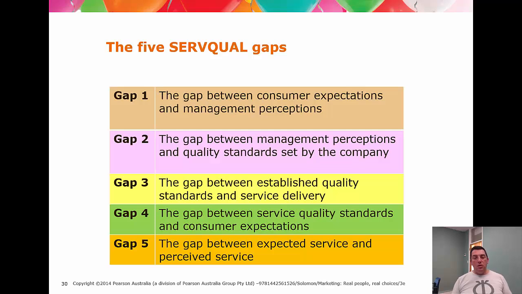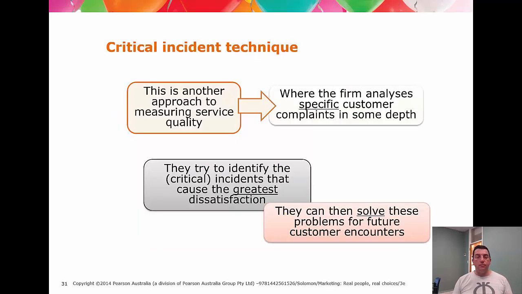Gap 4 is the gap between service quality standards and consumer expectations. And Gap 5 is the gap between expected service and the customer's perceived service. Now, if any of those gaps become too big, a critical incident occurs. Another way of managing and measuring service quality is to look at how we manage these critical incidents when they happen.